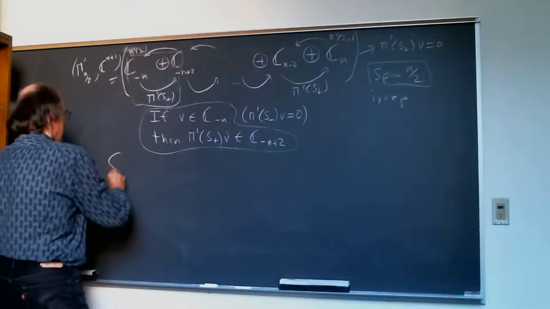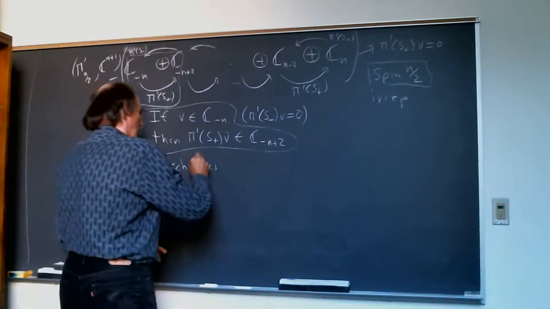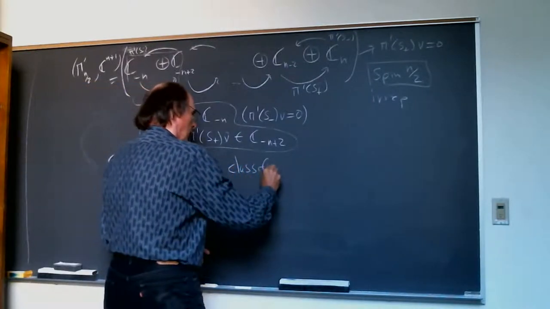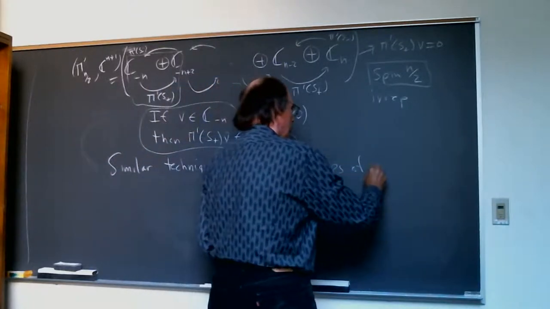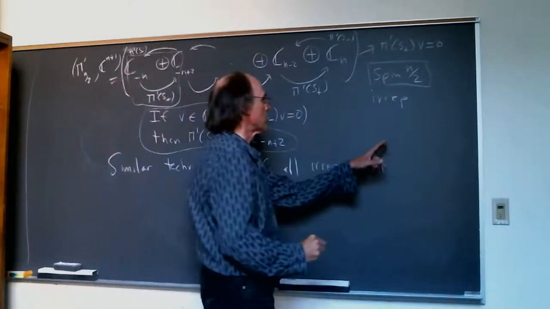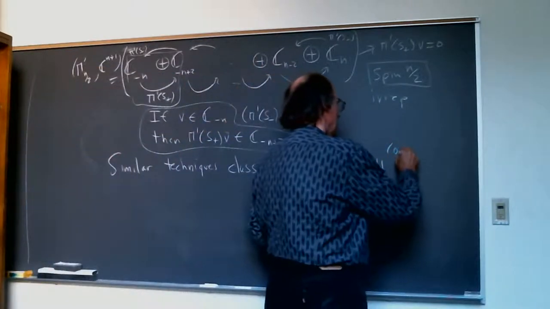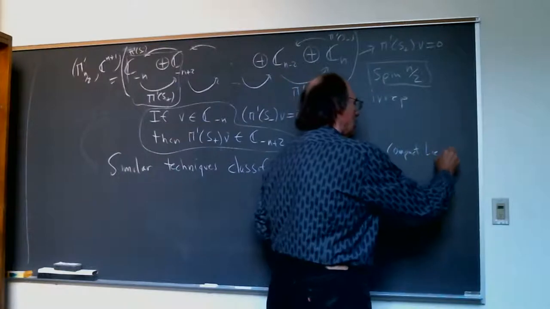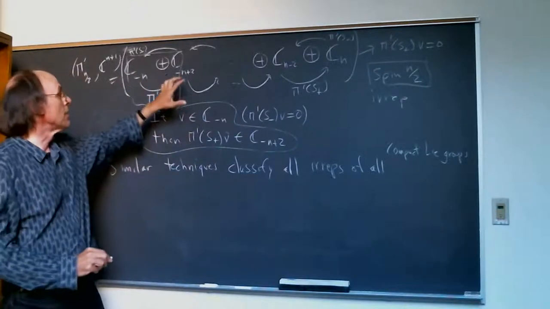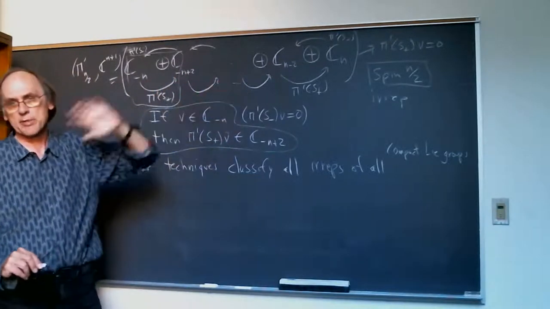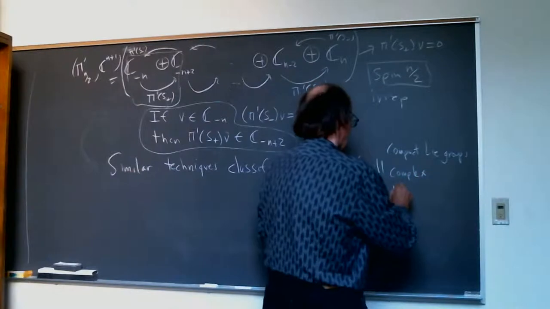So let me just say it this way: similar techniques classify all irreps of all compact Lie groups. The generalization of SU2, for which this works, is what are called compact Lie groups. And the generalization of this SU2 Lie algebra, which becomes an SL2C Lie algebra, is what are called complex semi-simple Lie algebras.